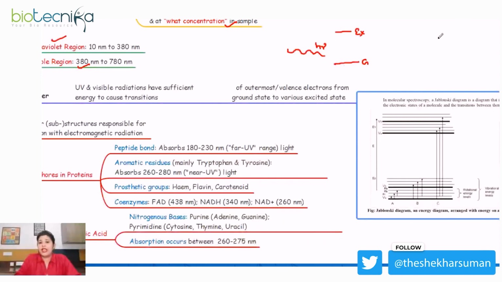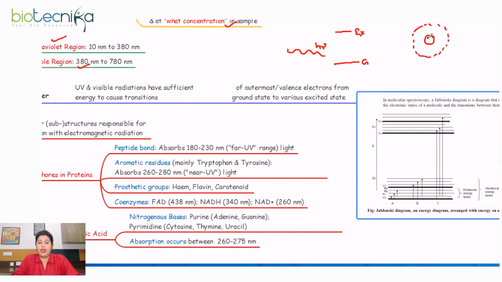So I'm sure you all know that the atom is the basic unit of matter, and an atom has a central nucleus, and electrons are present in the orbitals around the nucleus. There are three subatomic particles: protons, neutrons, and electrons. Protons and neutrons are in the nucleus, and electrons are present around the nucleus. So let's say this is the electron present in this orbital.